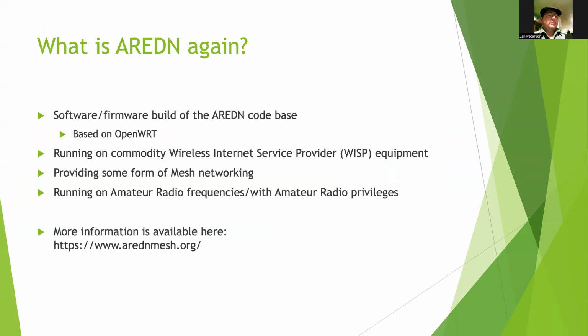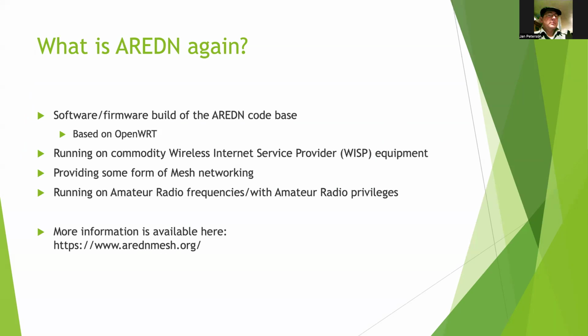I always start these deep dives with a brief introduction to AREDN. AREDN is the software or firmware build of the AREDN code base, which is based on OpenWRT. It runs on Wi-Fi equipment, the little routers. If you have an access point in your home, that's the kind of equipment we're talking about. This stuff runs on commodity equipment that has traditionally been used by wireless internet service providers, or WISPs. And it provides some form of mesh networking.